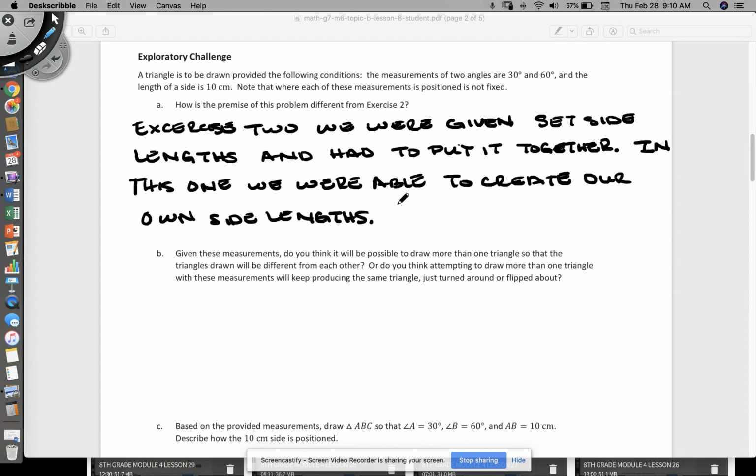Now B says, given these measurements, do you think it will be possible to draw more than one triangle so that the triangles drawn will be different from each other? So if you use the same lengths, could you draw two different triangles? Or do you think attempting to draw more than one triangle with these measurements will keep producing the same triangle, just turned around or flipped? To answer this question, if you have the same side lengths back at number 2, where they already gave it to us and we measured it out, could you possibly have different triangles? And the answer is yes. There will be more than one that can be drawn.